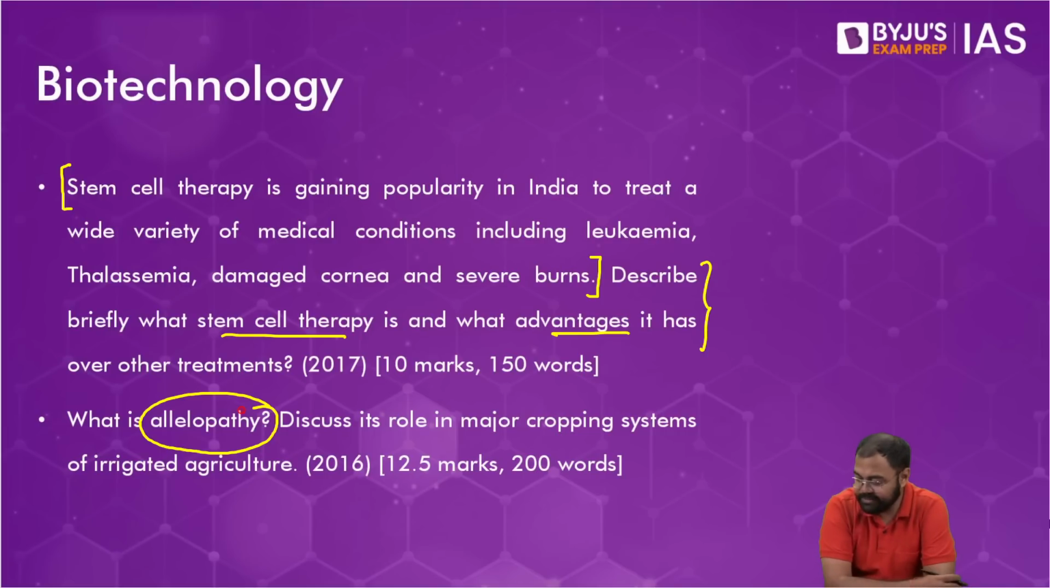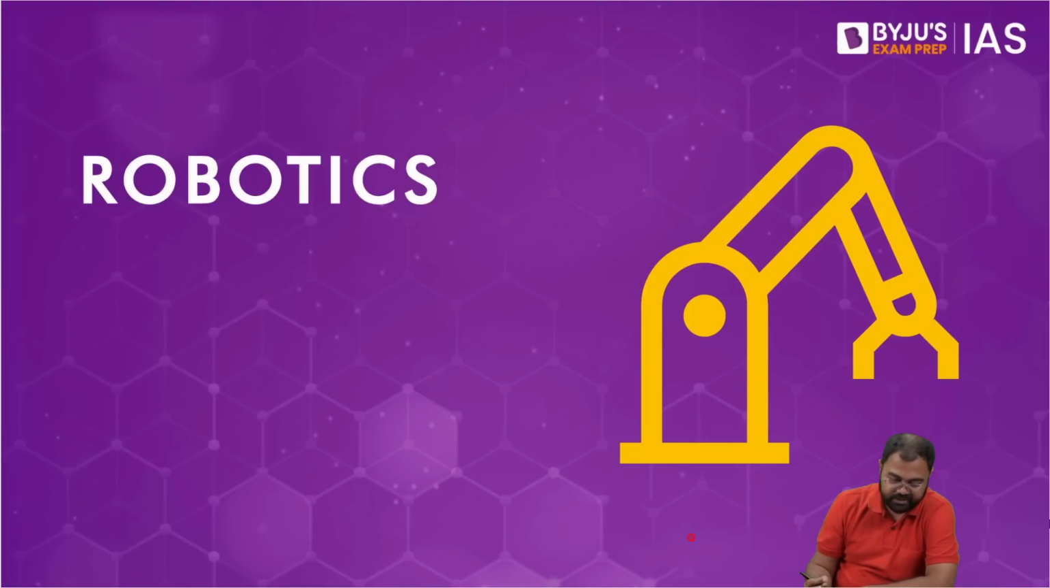So in case of cropping systems, that is where allelopathy can be used, and it was actually in the news back then, and it was in that context that the question was asked. So these are the questions that have been asked which are related to biotechnology. And as you can see, most of these questions are fairly simple and straightforward questions.